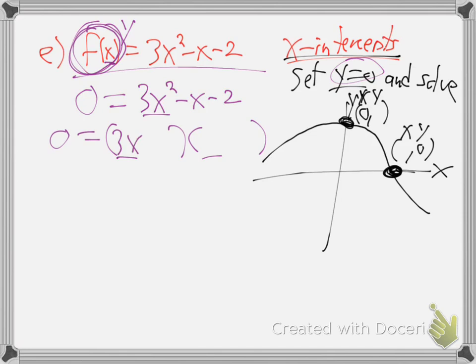3x plus 2. 3x and x makes 3x squared, right? I'm just thinking about how it'll FOIL out. And then the back, what times what in the back makes negative 2? 1 and 2. I don't have the signs yet. Now, 1 and 2, how are they going to make the middle term?